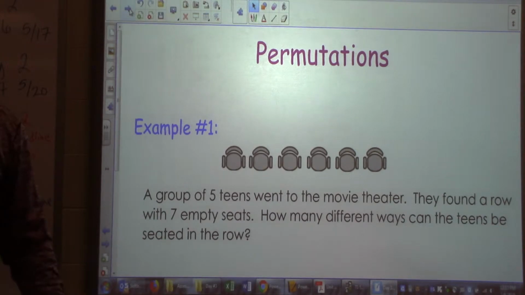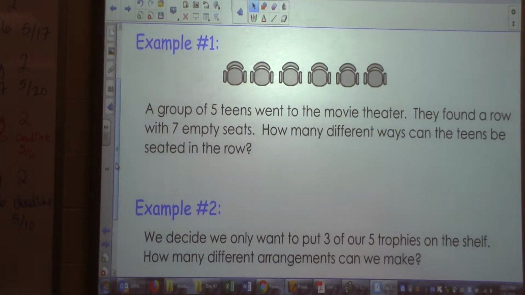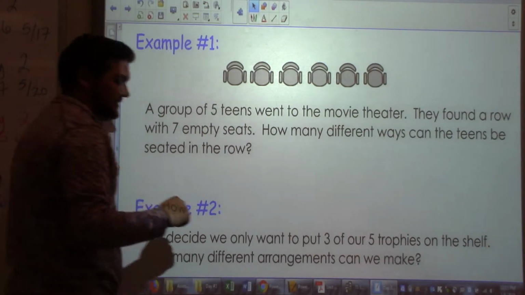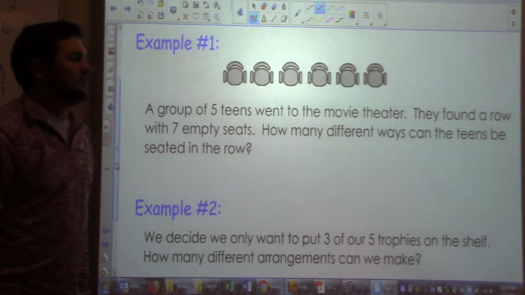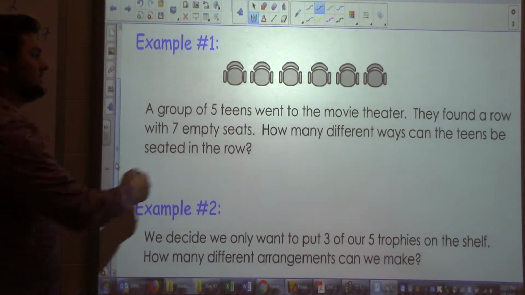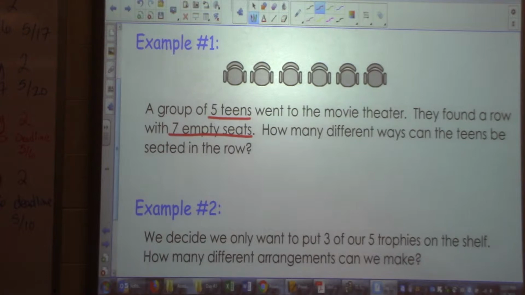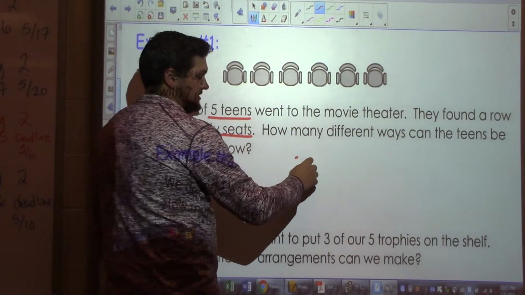Hey guys, listen up here. So, example 1. A group of 5 teens went to a movie theater. They found a row with 7 empty seats. How many different ways can the teens be seated in the row? So there's 5 teens, there's 7 empty seats. Alright? So if I'm going to do my permutation, I'm going to do 7P5.